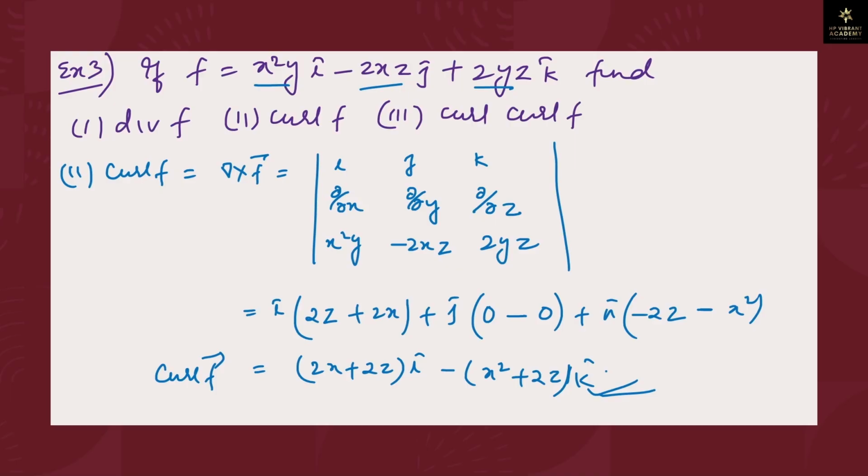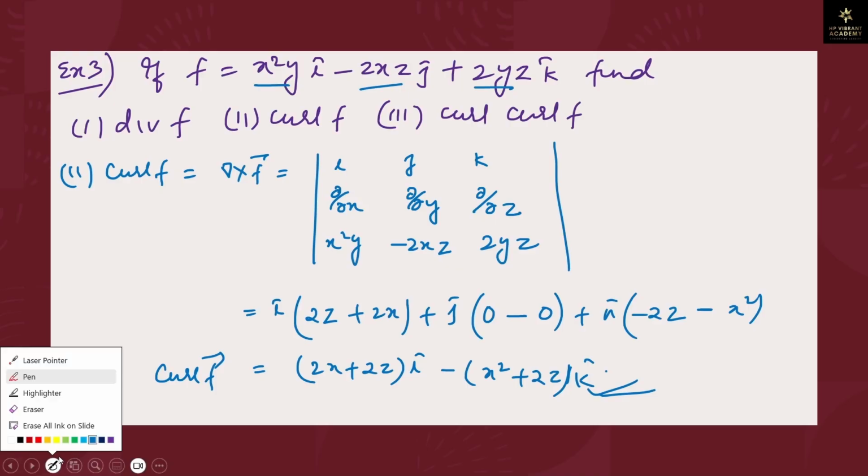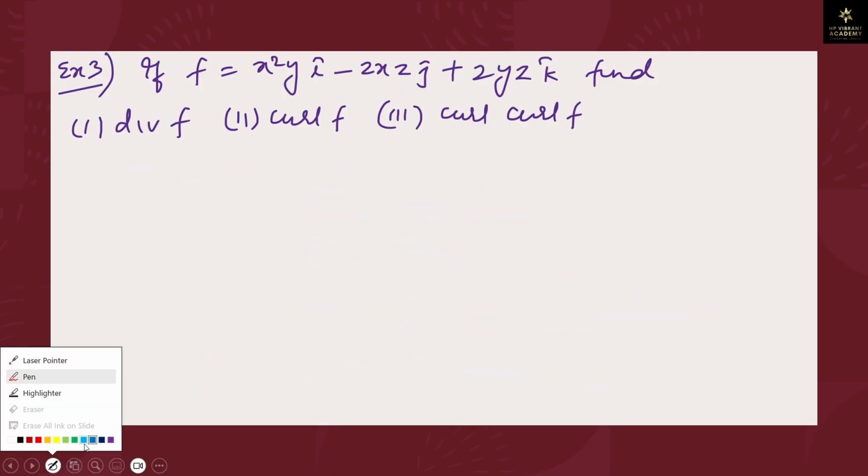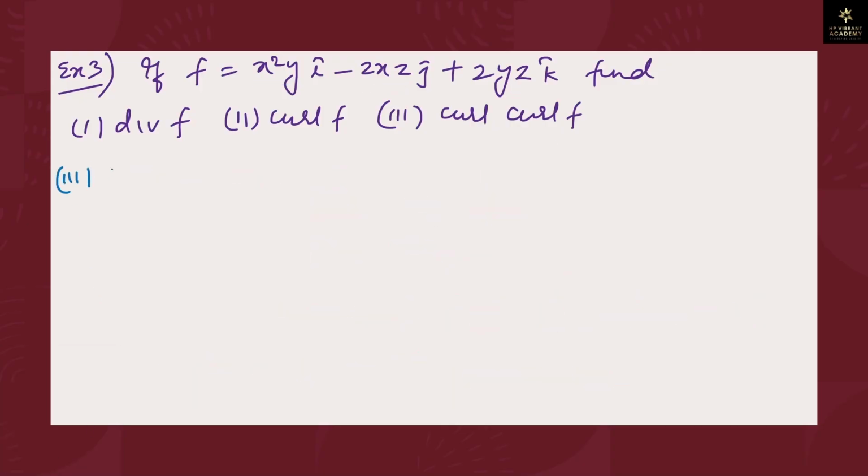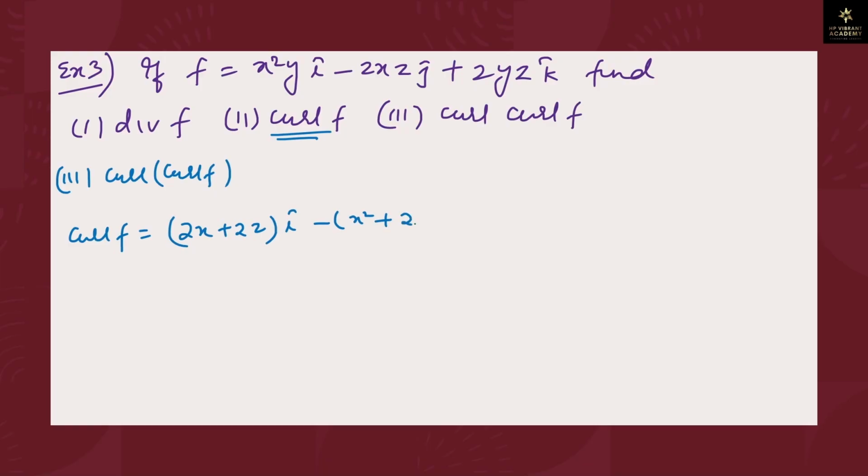Okay, so now let us find the third part. In the third part we have curl of curl of f. We have calculated the curl of f in the second part. Okay, so we have the curl of f as (2x + 2z) i cap minus (x² + 2z) k cap. Okay, so this is curl of f. So we have to find the cross product with curl of f.